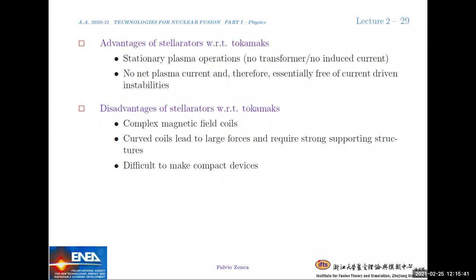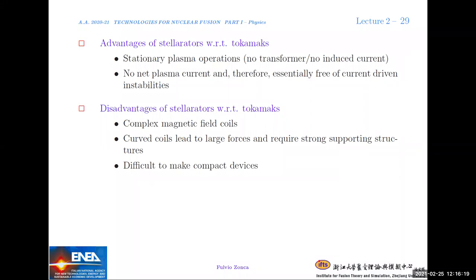Engineers usually like very much something that is stationary, right? So you can operate in steady state condition and you don't have to worry about conditions that are varying, stresses, and all those things. And there is no net plasma current, so essentially it's free of current driven instability. However, as I said, the disadvantage of the stellarator with respect to tokamaks is the complex magnetic field coils. The curved coils lead to large forces and require also strong supporting structures. And it's very difficult to make compact devices, just taking a look at that.